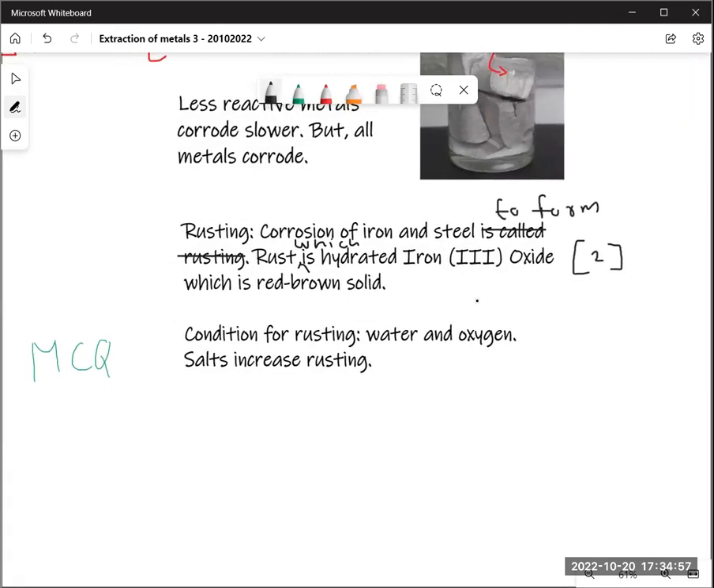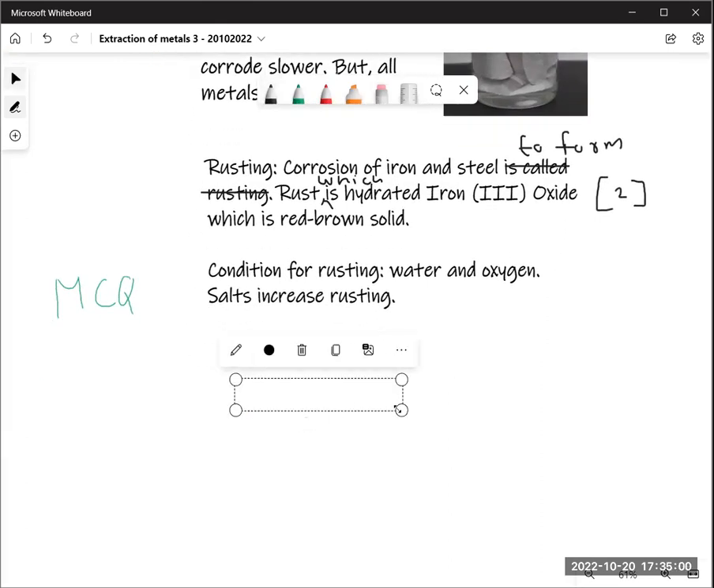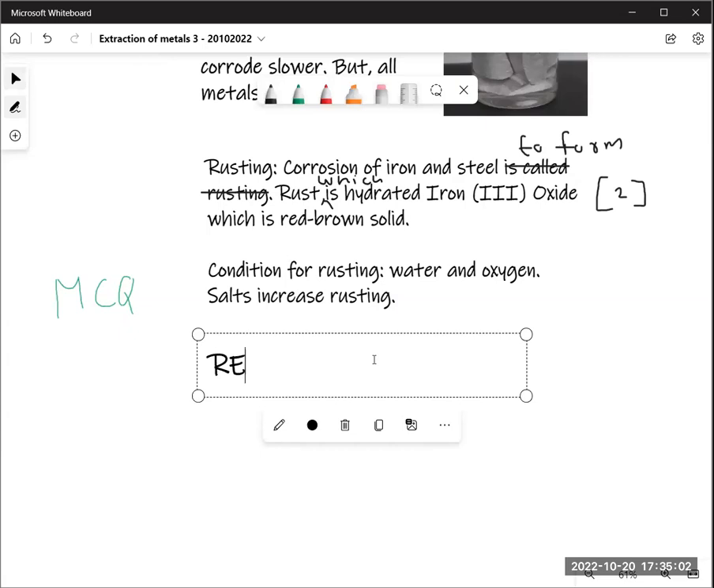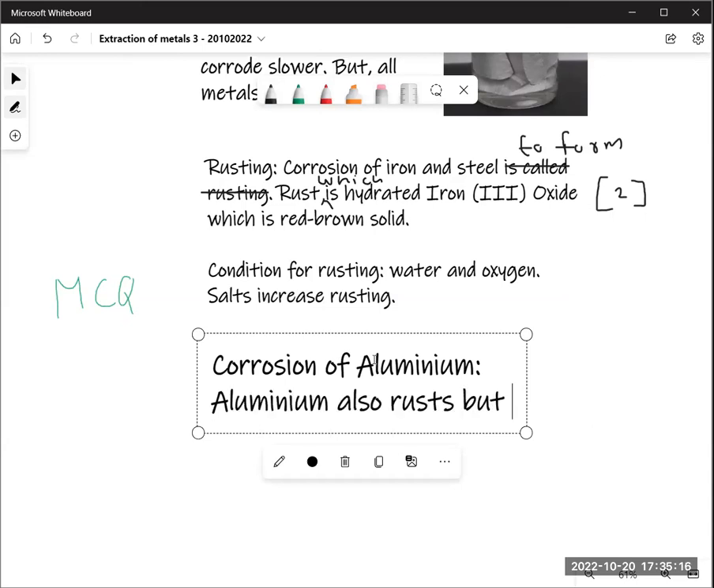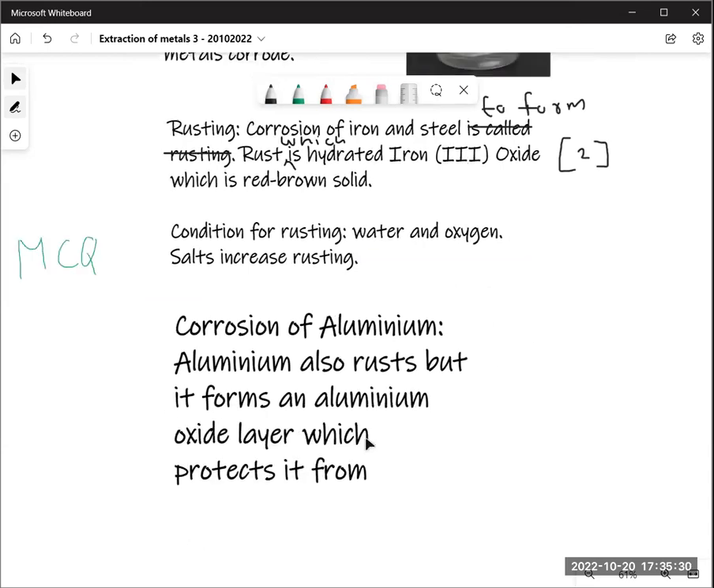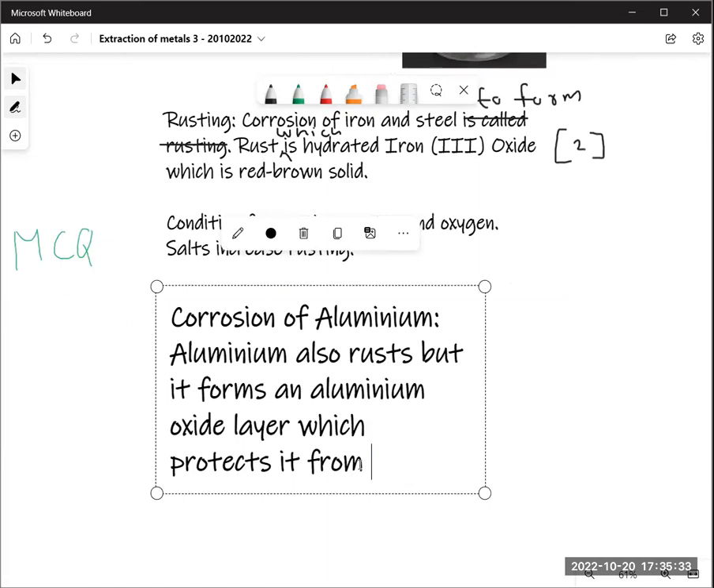Tell me if you have any questions or problems. Next thing is corrosion of aluminium. Aluminium also rusts, but it forms an aluminium oxide layer, which protects it from air.